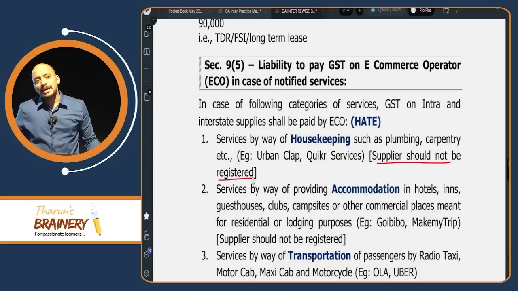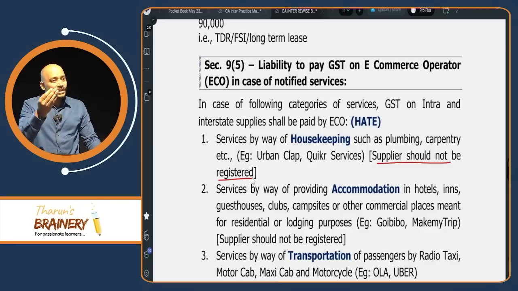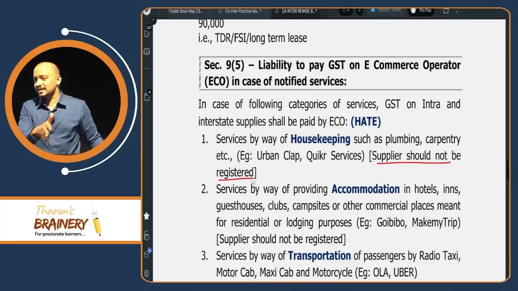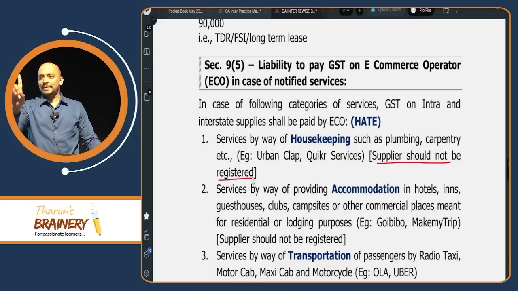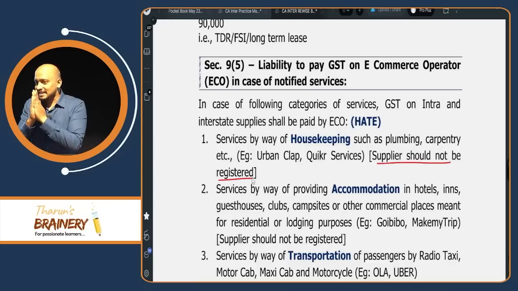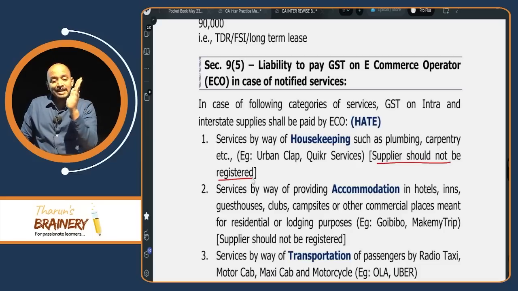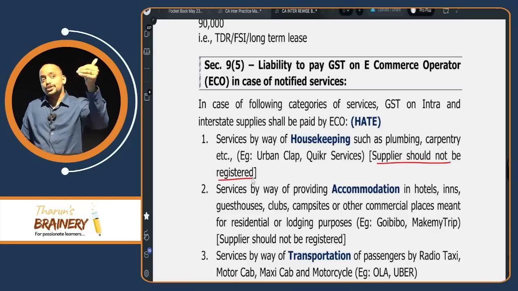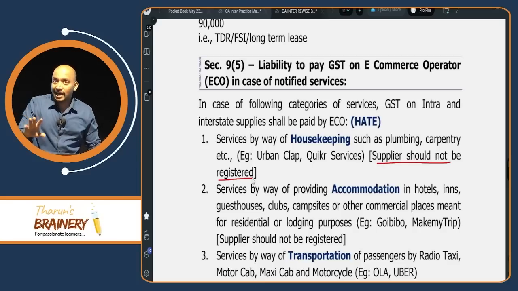Okay. In that case, who will pay GST? No GST. Why no GST? He is not yet registered. Only when a person is registered, they will pay GST. Okay. Through Urban Club, who will pay GST? Urban Club, the e-commerce operator, will pay. So up to the date that the AC mechanic is registered, if it is direct supplies, who will pay GST? No GST. The moment they register, then they will pay GST. Correct or not? But up to the date they register, if they supply through an e-commerce operator, who will pay GST? The e-commerce operator will pay.